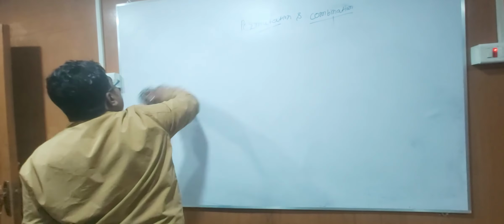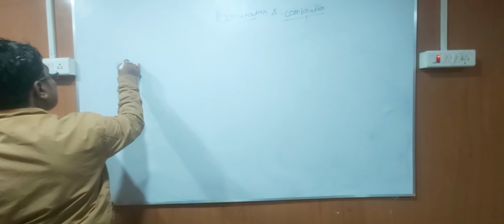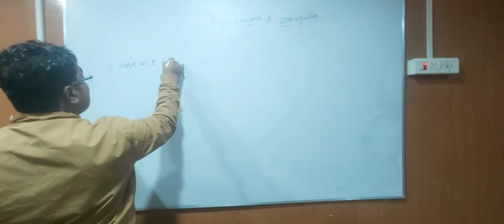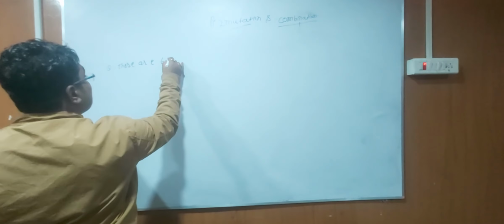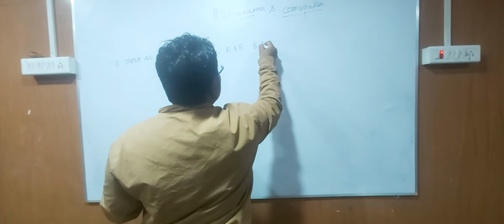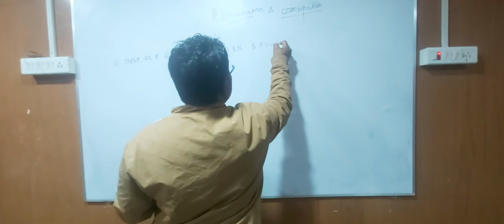There is a question. There are 6 roads between A and B, and 4 roads between B and C. Then the question is, in how many ways can one drive from A to C and back to A. Okay. A, B, C.